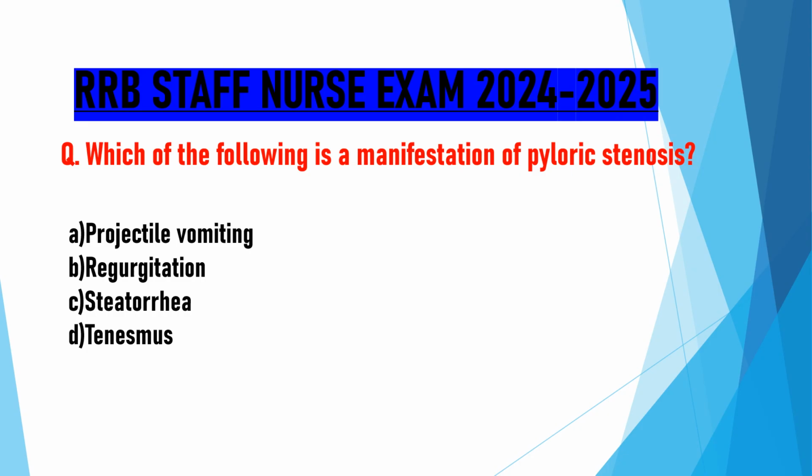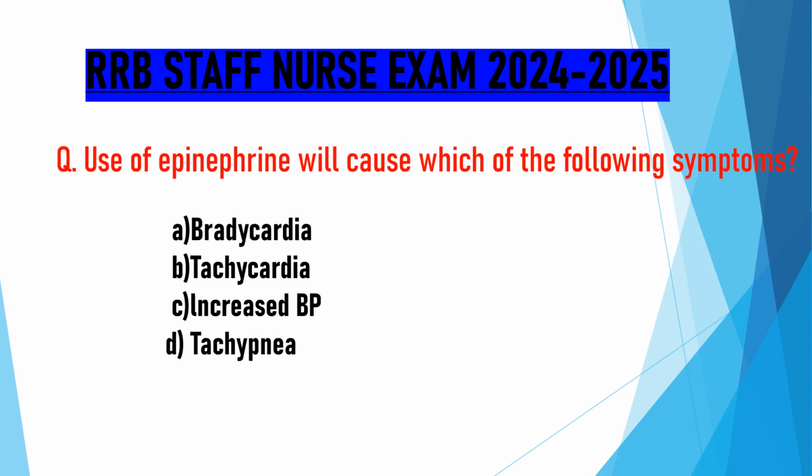Which of the following is a manifestation of pyloric stenosis? Options are projectile vomiting, regurgitation, steatorrhea, tenesmus. Answer is option A, projectile vomiting. Use of epinephrine will cause which of the following symptoms? Options are bradycardia, tachycardia, increased BP, tachypnea. So the answer is option B, tachycardia.